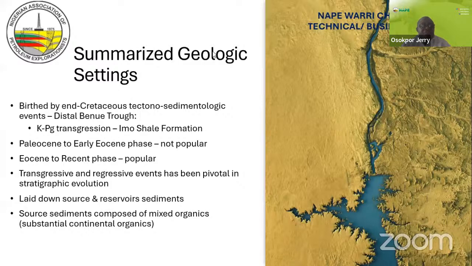All of these events, the transgressive and regressive events that took place in this area, are pivotal in the stratigraphic evolution of the source rocks and reservoir sediments of the Niger Delta Basin. And we have to understand that because the organics in the Niger Delta are mainly continental organics, it determines the kind of petroleum, the kind of hydrocarbon, that is sourced by the sediments. Next slide.